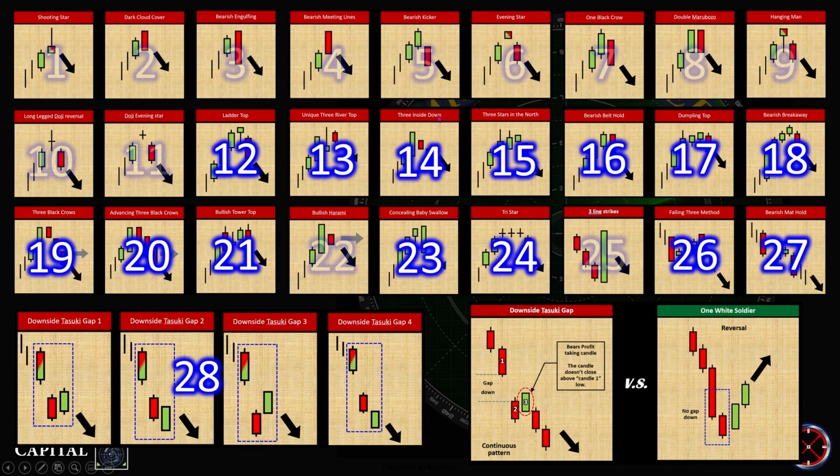Each of these combinations has been given a name, like shooting star, bearish engulfing, bearish kicker, evening star, or you might even see some fancy names like unique three river top, or three stars in the north. It's kind of hard to remember all the names. What's more important is to remember the concept, how this is formed, and it comes back down to the baseline of the individual common candlesticks that we learned earlier. So we always focus on the ones that are marked in this video.